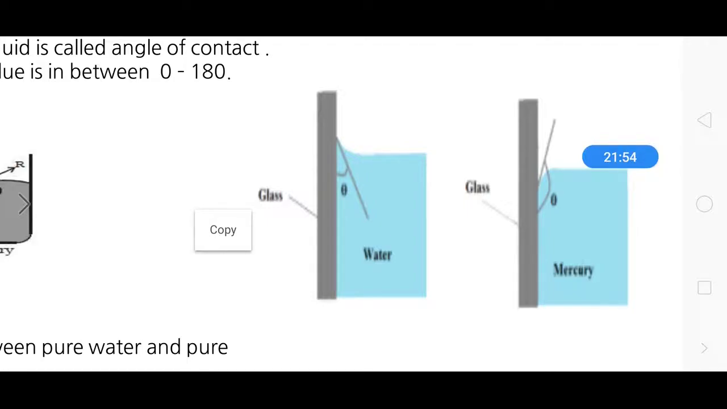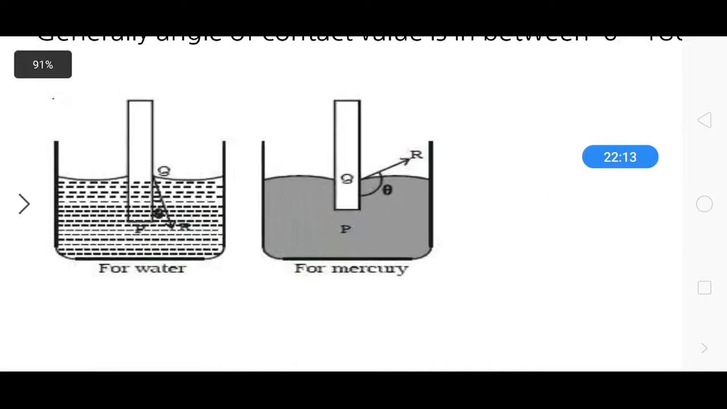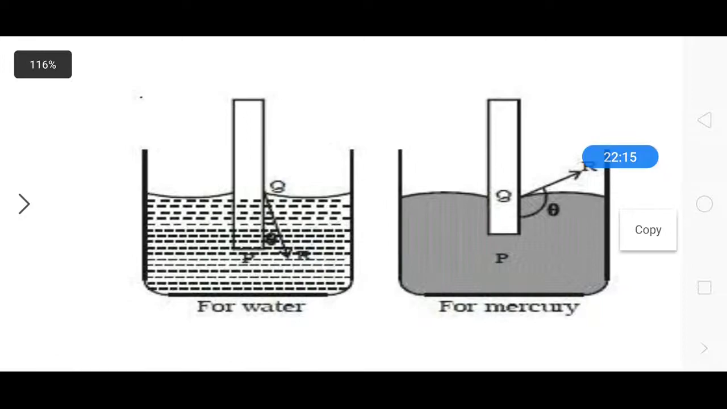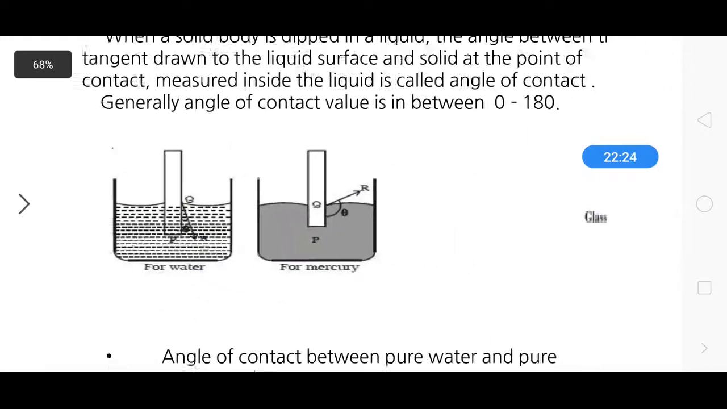It is concave for water. If you observe the edges, the shape of the water surface near the edges is concave, whereas for mercury, it is convex. Observe the surface of the water near the edges. It is concave. Here, for mercury, it is convex.